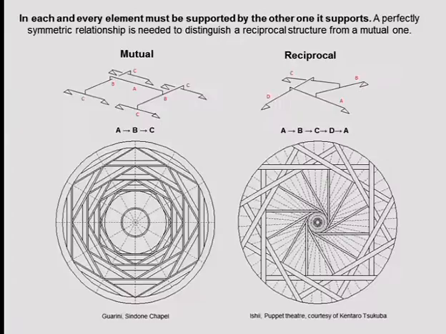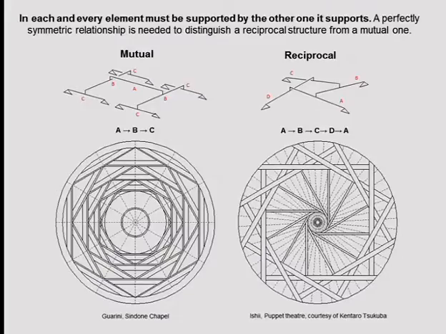But there is something that probably makes it clearer for you. You look at these two examples, one in the Sindone Chapel in Turin by Guarini. So what happens is that there is a mutual structure. So you take two elements and then you put a third one in the middle. Look at this, A, B, C. If I remove element A, B and C will still stand in position. But what happens on the right side? I have A, B, C, D. If I get rid of D, the structure would collapse because of that circularity of forces. So there is a distinction between mutual and reciprocal. So reciprocal is forced. Mutual is kind of more voluntary, all right?